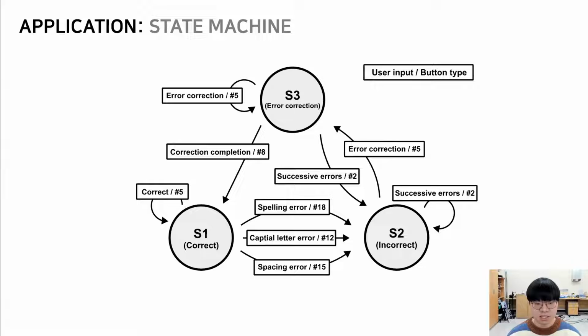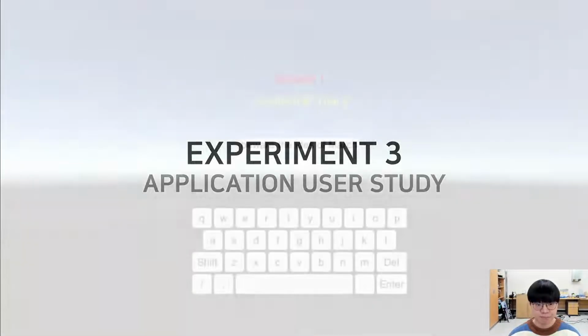In this application, our system provides different confirmation feedback for 6 different types of input errors. Users perceived a soft and blunt button feel when typing the correct character, and they obtained different button feels depending on types of input error. Finally, we conducted a user study that evaluated the benefits of our VR text entry application.